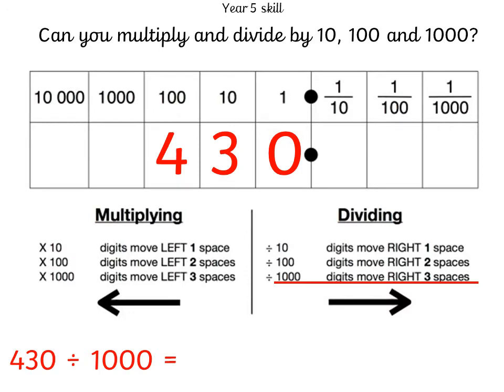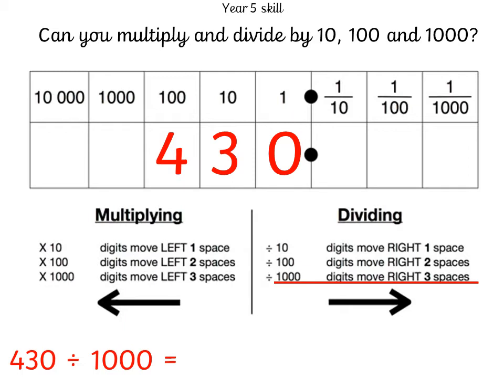Okay, we're going to start by dividing now. And when we divide, we go the opposite way because our number is getting smaller. So we're going to start with 430 divided by 1,000. And it tells me there that the digits need to move right 3 spaces. So we're going to do that now.